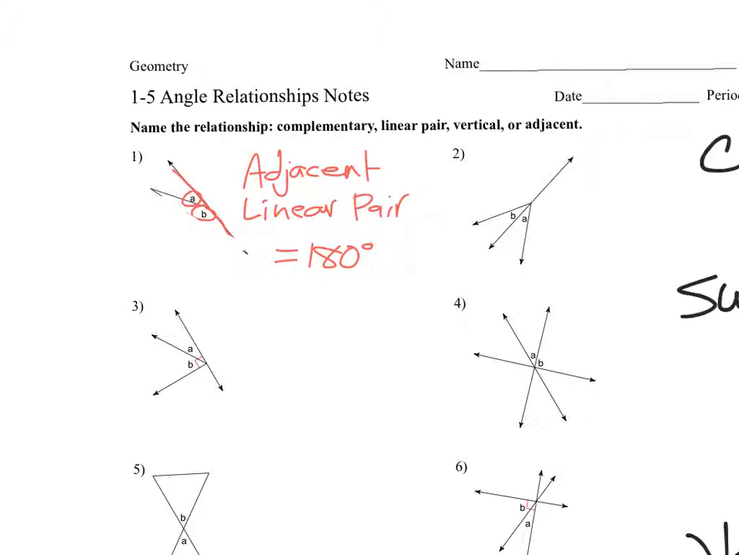What I don't know is anything about A and B. By appearance, I would say A is an acute angle because that's less than 90, and B is bigger than 90.